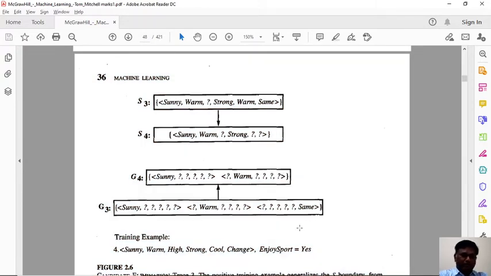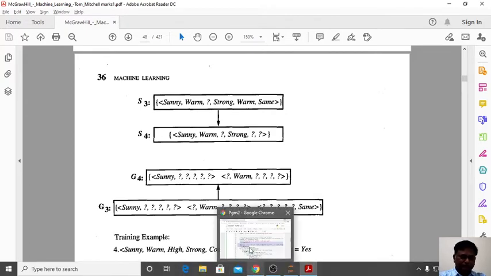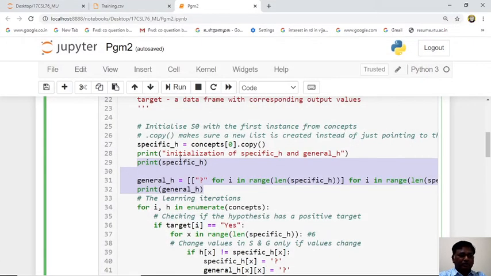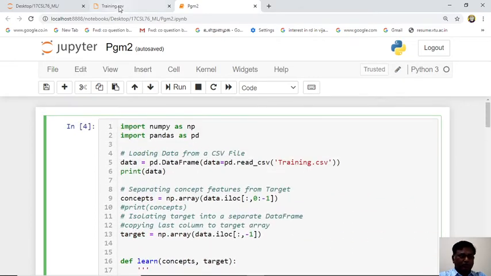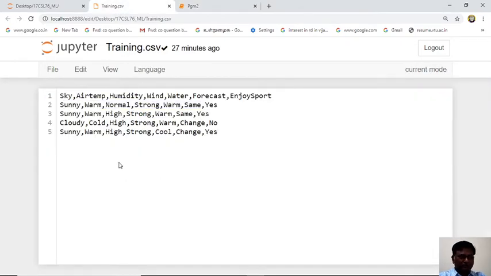Now we will see the program. I will take the program, I will show you the output. So now the program is executed in Jupyter Notebook. You see the training data. This is the heading, and we have 4 training data: sky, temperature, humidity, wind, water, forecast. The last one is the target. So you know that leaving the last, the remaining values are concepts.